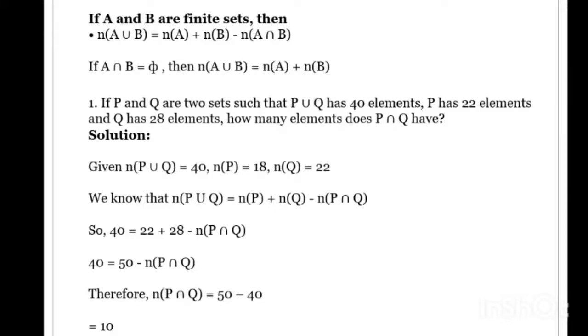Now see an example with respect to this theory. If P and Q are two sets such that P union Q contains 40 elements, P has 22 elements and Q has 28 elements, we have to find the number of elements present in P intersection Q. It is given that number of elements present in P union Q is equal to 40, n of P is equal to 22 and n of Q is equal to 28. By putting the respective values in the equation, we find that n of P intersection Q will be 50 minus 40, which is equal to 10.